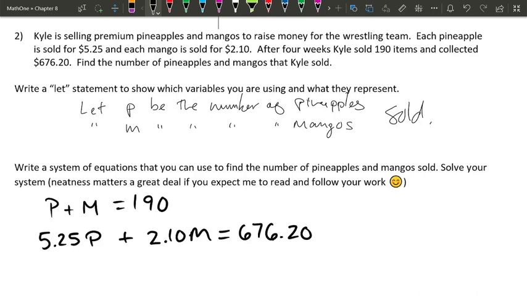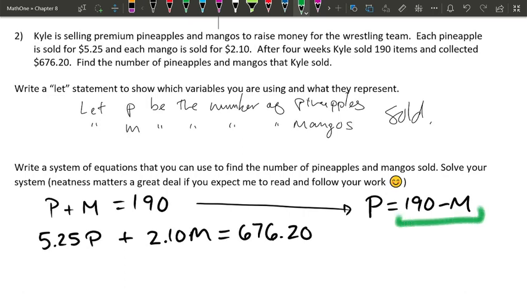I think it would be relatively simple for me to get M or P alone in the first equation. I'm going to choose to take this top equation and get P alone. So the number of pineapples is 190 minus the number of mangoes. So this is a valid substitution for P, right? 190 minus M is equivalent to P.